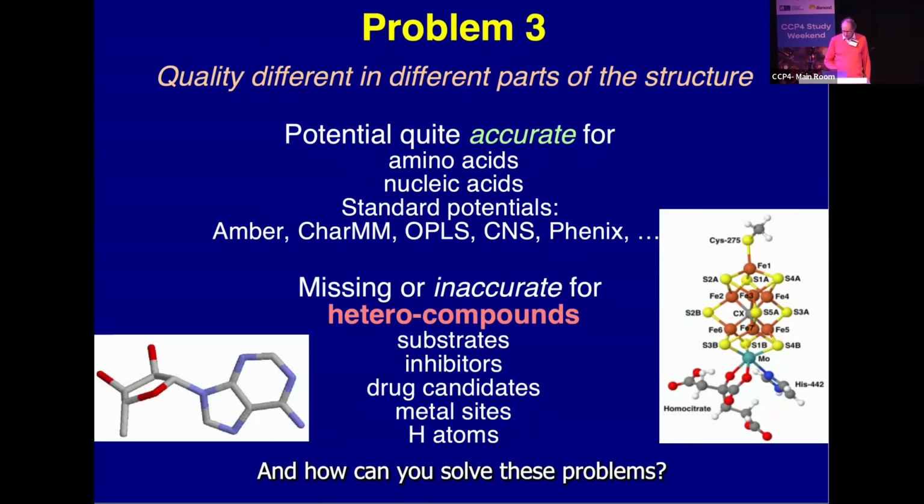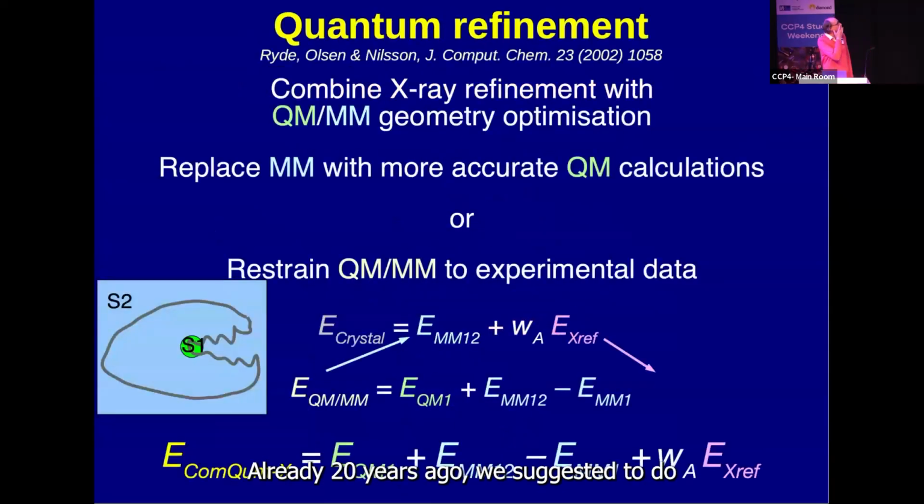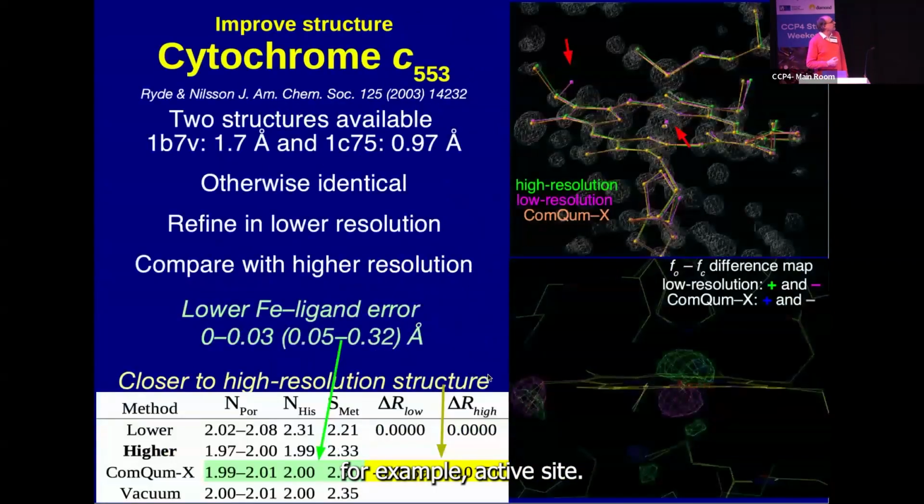And how can you solve these problems? Well, already 20 years ago, we suggested to do the same thing as we do in computational chemistry. We replace the molecular mechanics or the empirical restraints with a QM/MM energy function for a small but interesting part of the protein, for example, the active site.